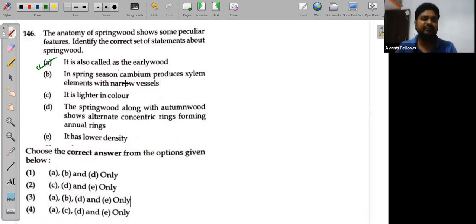In a spring season, cambium produces xylem element with narrow vessel. No, actually in case of spring season, cambium produces the xylem element with not a narrow but with a broad vessels. यहाँ पर broad vessels बनते हैं and that's why it is lighter in color. ठीक है, मतलब broad vessel बनेंगे, so it has a lighter color. That's why option C is the correct. Option B is wrong, because here they have written the narrow vessels. Okay, that's why.